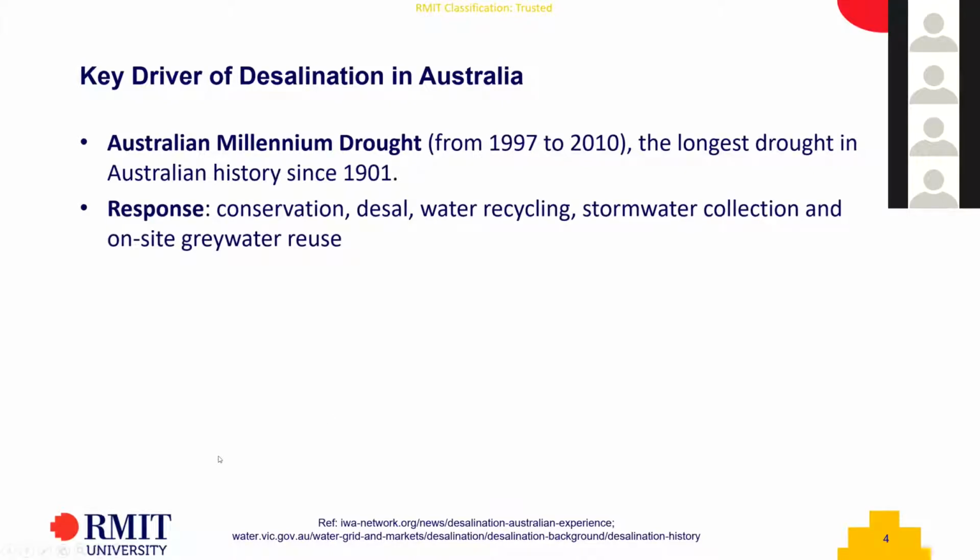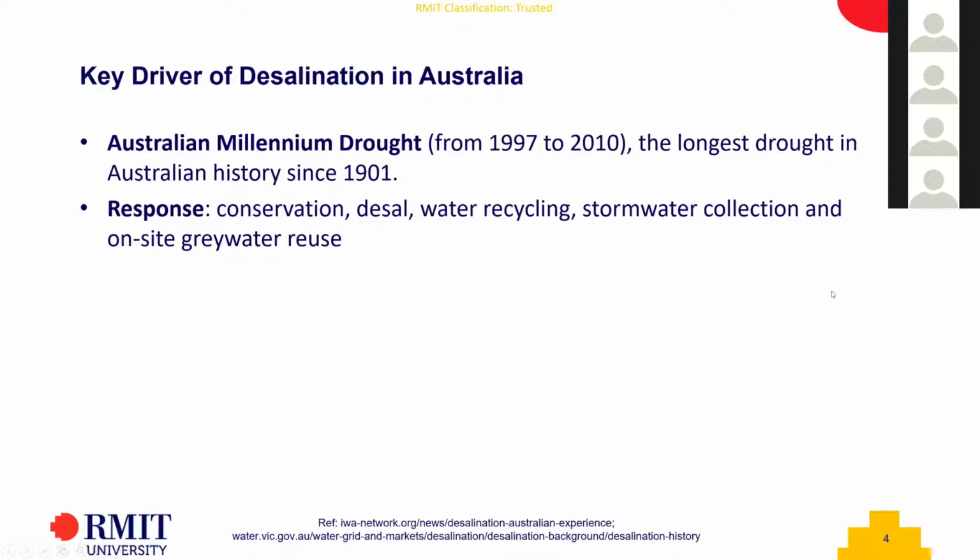So in response to the pressures on the water supply under the drought condition, the federal government and the state government have been looking at different options. So they have different responses to the drought. This included water conservation. We've been experiencing the water restrictions, and also looking at desalination, water reuse, stormwater collection.